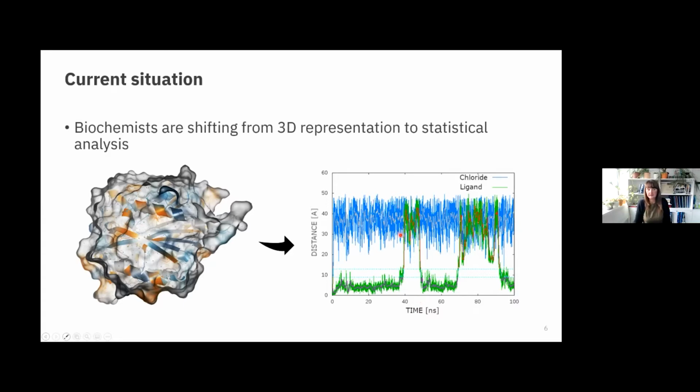For example, here in this graph, you can see a distance measurement between two structures. And here we have some peaks in the distance. So this probably means that the biochemist should focus on this particular part of the simulation where something interesting is happening. They are getting closer to each other.